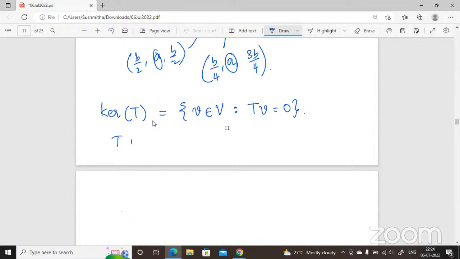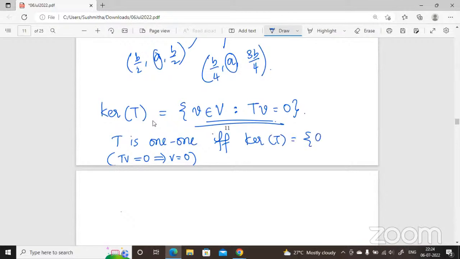So what happens if the transformation is 1 to 1? What is this set? If T is 1 to 1, what do we know about this set? Ma'am, that there is only one vector whose value is 0. Yeah. If it is 1 to 1, we know this: T(V) equal to 0 implies V is equal to 0. Which means this set is {0}.